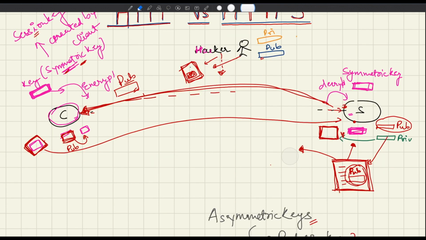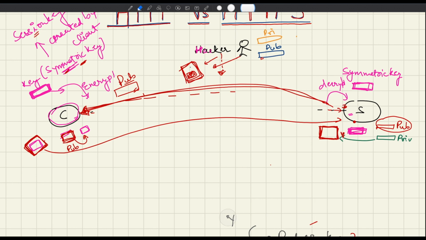Now let's understand more about this. So let me remove this and make some space, and I'll go over it again. So basically what happens is the client needs to believe that the public key it is getting is from a valid server, from a server that it wants to establish the connection with, right? And for that, the server is going to send a certificate.